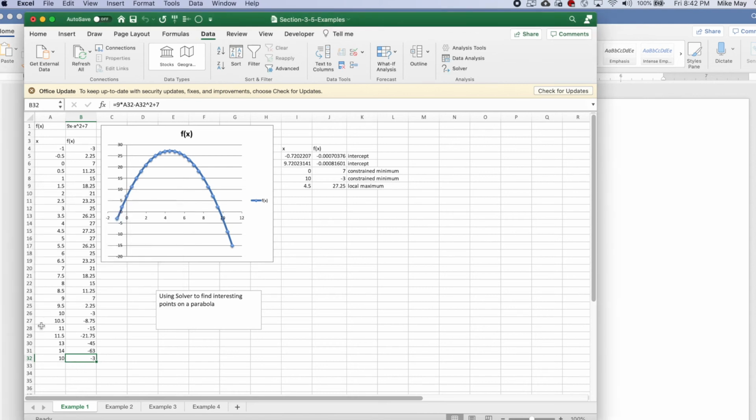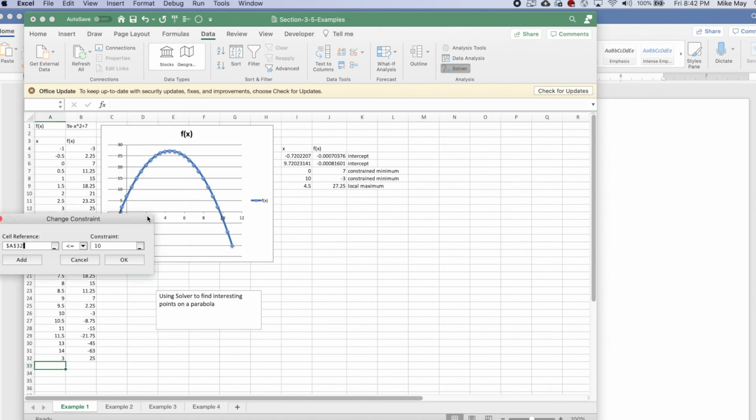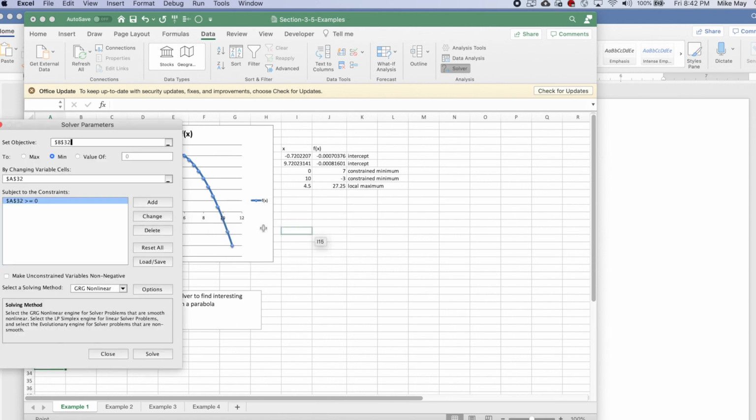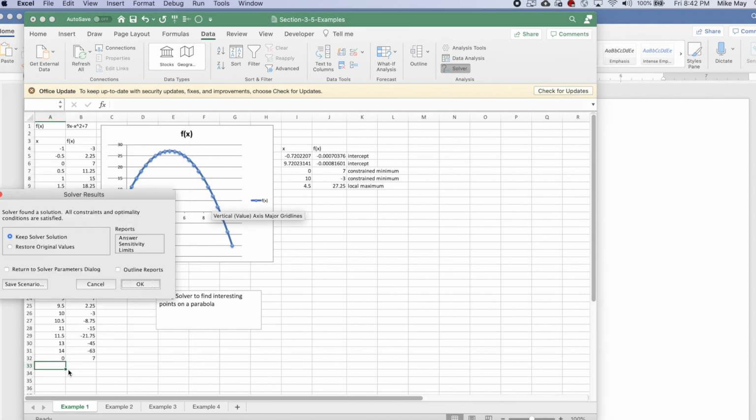The other constrained minimum is if I start at something like 3. I'd like to do the constrained minimum again, except this time I'm going to change my constraint. It's not that A32 is less than or equal to 10, it's that A32 is greater than or equal to 0. I want to find that as my minimum. I compute and tell it to solve. And it finds it's going to have the constrained minimum when I run into the wall at 0, and I'll have the value of 7.